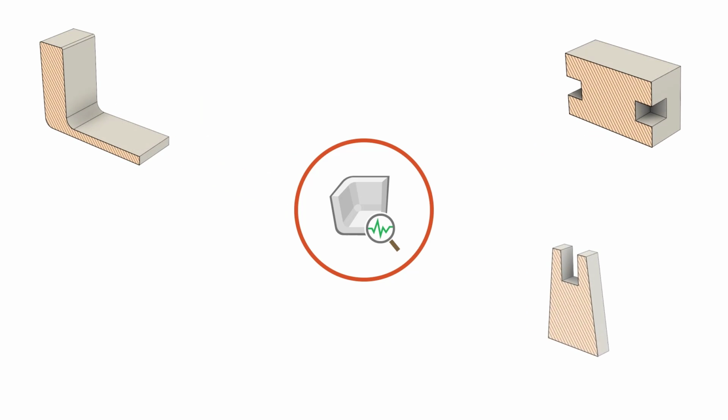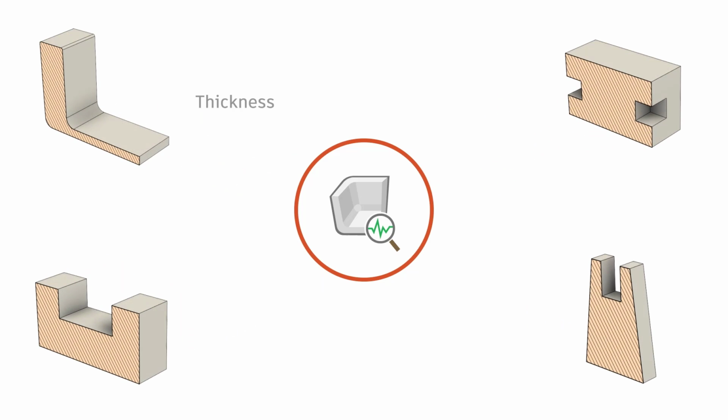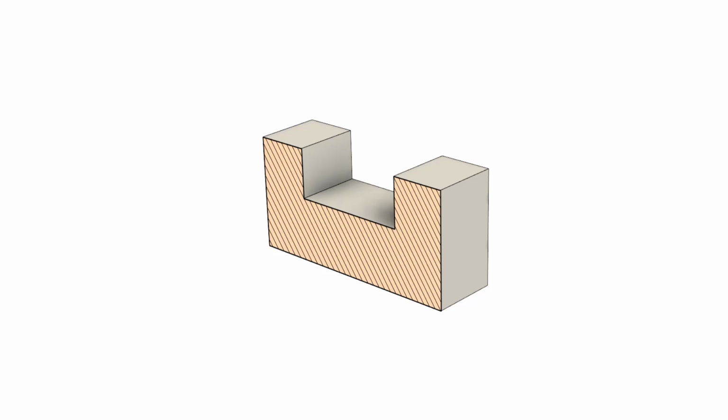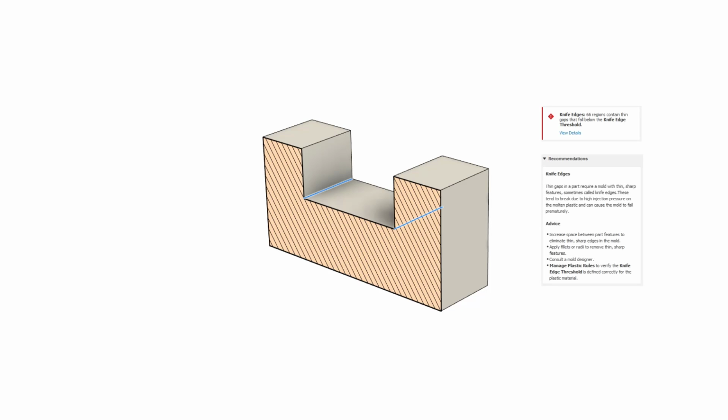The Design Advice command can help you identify manufacturability concerns based on best practices for plastic injection molding. It provides manufacturing-aware design recommendations and lets you use modeling tools in the design workspace to fix issues on the fly.